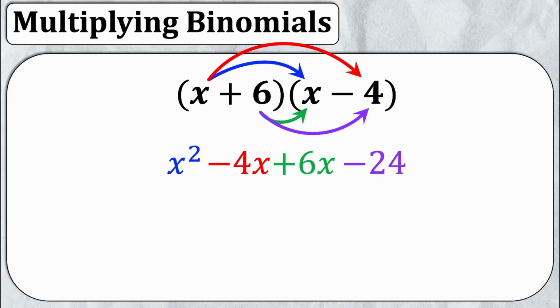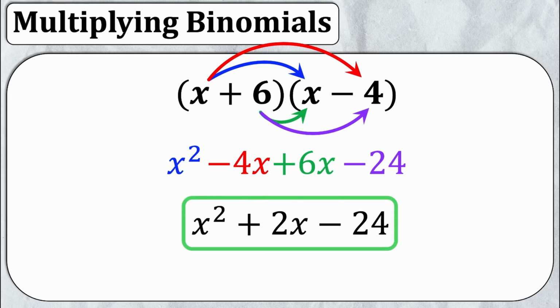The next step, of course, is to collect my like terms. And if I collect those like terms, again, that's just the negative 4x and the 6x. If I simplify that, I get x squared plus 2x minus 24. Feeling a little better about it? Let's try it again with a new set of numbers.